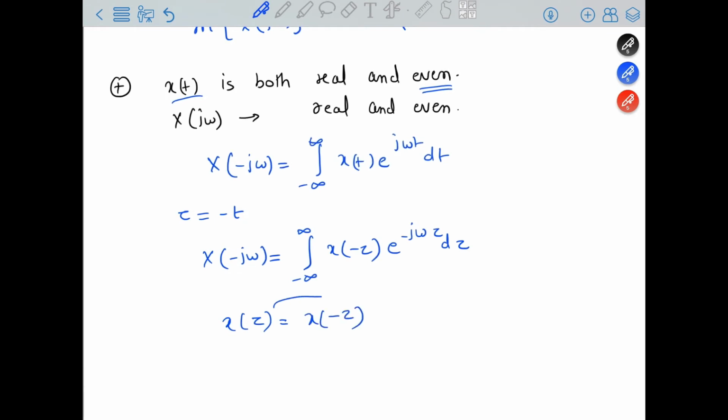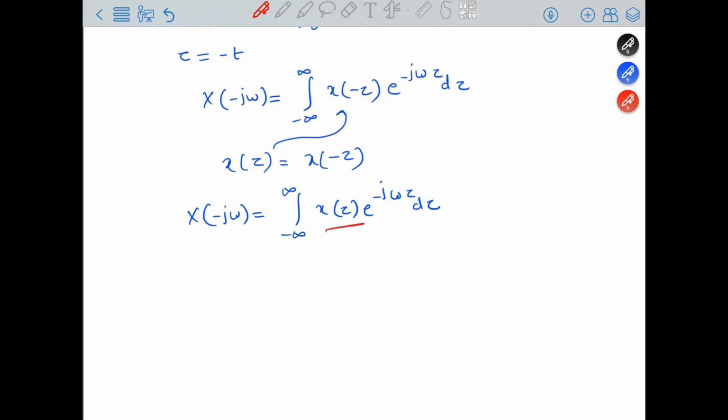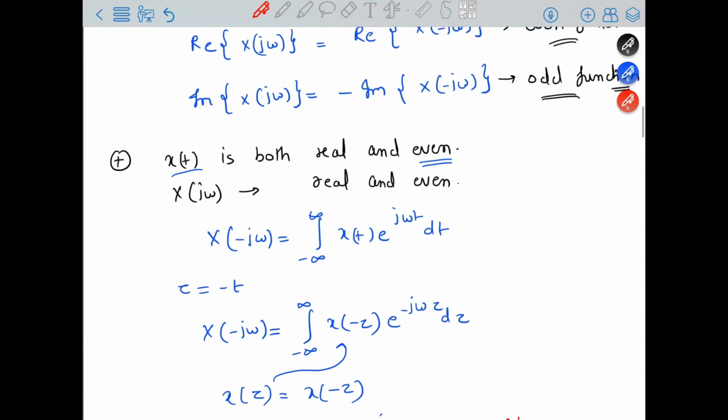If we replace this here, what will be the output? The output will be X(-jω) equal to the integral from minus infinity to infinity of x(τ) e^(-jωτ) dτ, and this is a very familiar form. So this is X(jω). You can see X(-jω) is equivalent to X(jω), so it will be an even function. So if x(t) is real and even, X(jω) is also real and even.